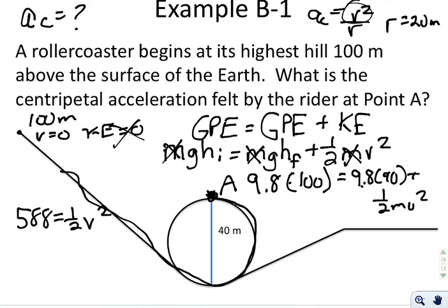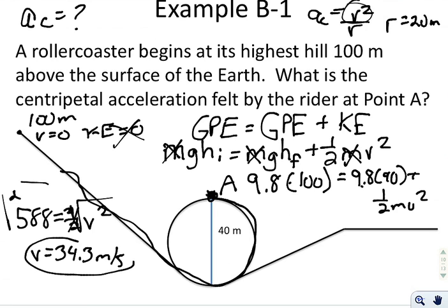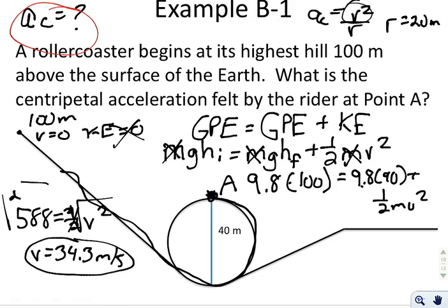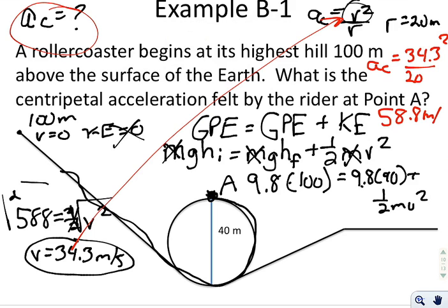And when you do that, you multiply both sides by 2 to get rid of the half. Take the square root of both sides. And when you do that, you end up with a velocity of something like 34.3 meters per second. Now, a lot of people will make the mistake and say, there's my answer. But remember, we have right here what we were trying to solve for, centripetal acceleration. So we had to go and take this value and plug it in there. So we can now say that our final answer, the centripetal acceleration, is 34.3 squared divided by 20. When you multiply all that out, you end up getting a value of 58.8 meters per second squared.